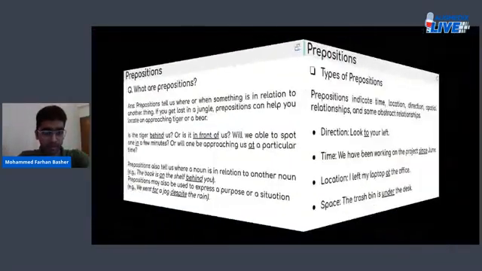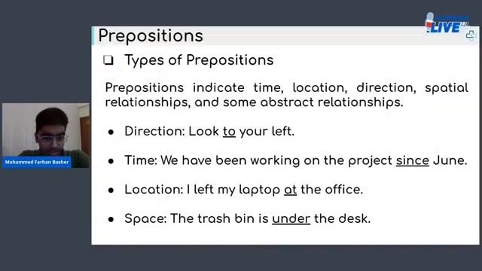And then we've got types of prepositions. Here I've actually discussed when exactly we use prepositions. So, how we use prepositions, what types of prepositions we have, or what are the cases for which we use prepositions. We use prepositions to indicate time, location, direction, spatial relationships, and at times abstract relationships. So for direction, you may say, look to your left. Here the preposition to is indicating a direction.